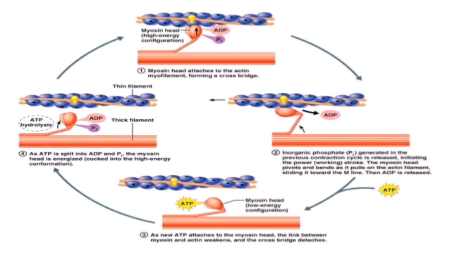See the various steps involved in the contraction of the muscles. During contraction, what happens? Myosin pulls the actin inside, and from both sides the actin shortens and the muscle contracts. And for that, ATP is required for the movement, for the contraction of the muscles.